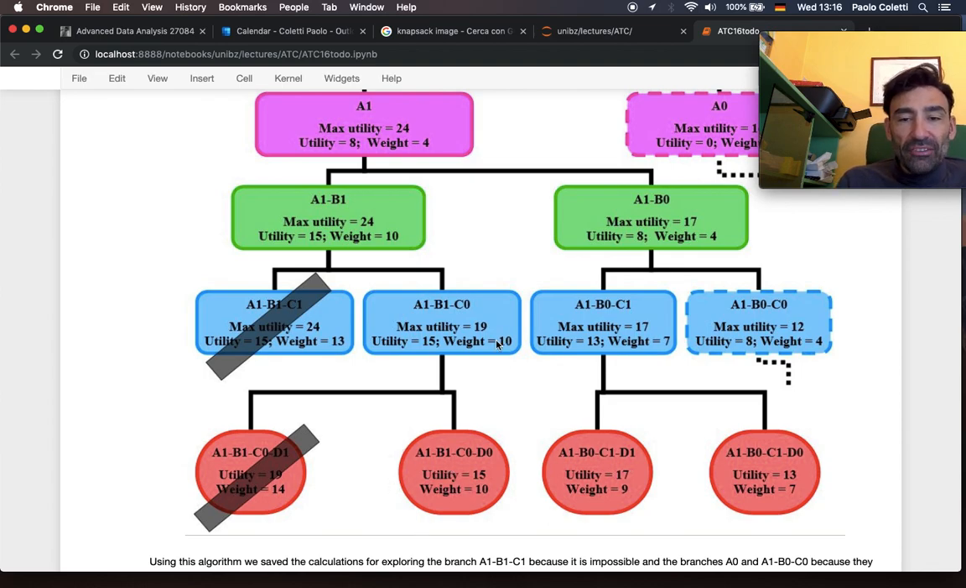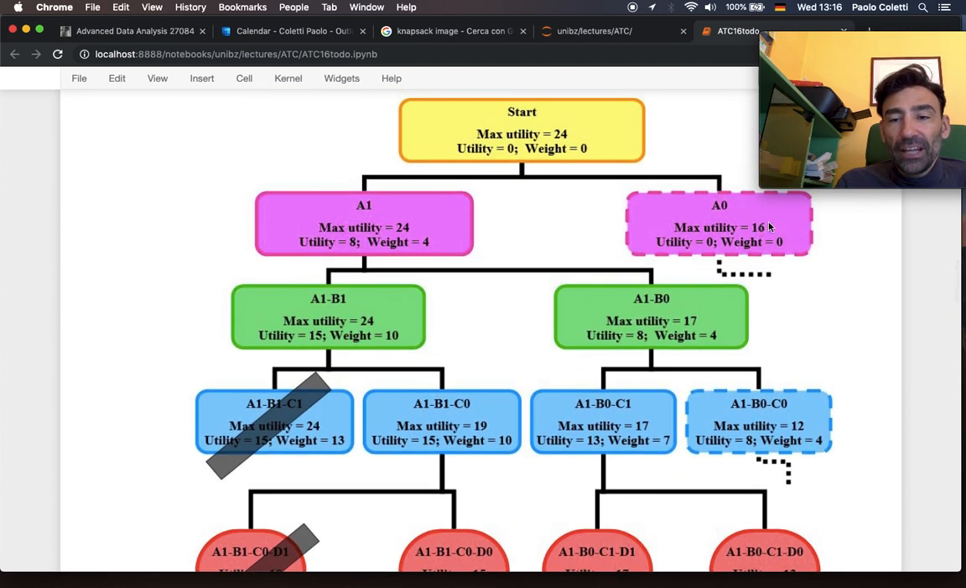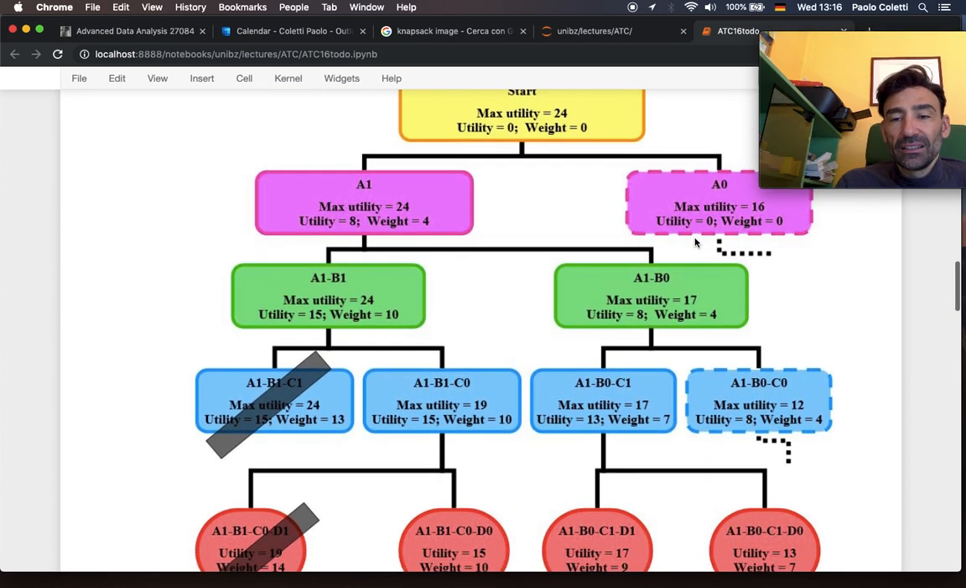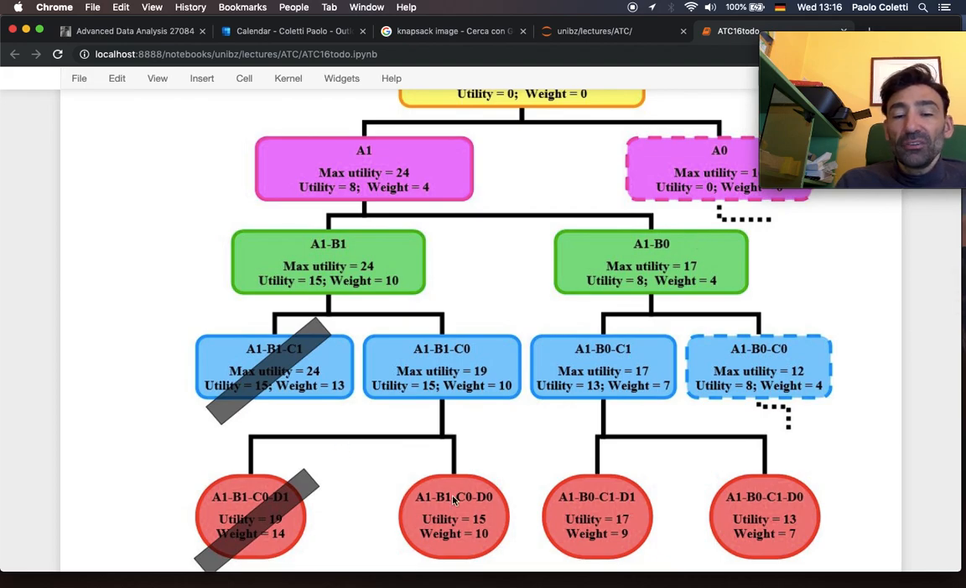We have here an open branch with maximum utility 17 and another open branch with maximum utility 16. So do we take the leaf? We have found a solution now. Do we take this as a solution? No, you cannot.